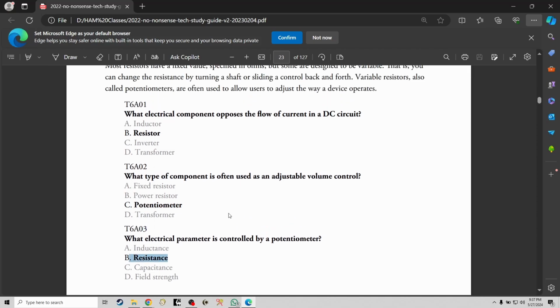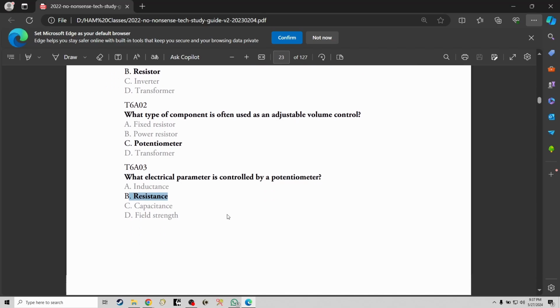So when you're turning the volume knob on your radio, it's increasing and decreasing the resistance in that DC circuit inside your radio to make it louder and quieter. Okay?